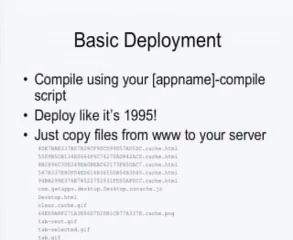So let's start by looking at just basic deployment with GWT. First thing you have to do is just compile your application with the GWT compiler. This translates your Java code into JavaScript, and you could do this by using the compile script that's generated if you generate your application with GWT's application creator.